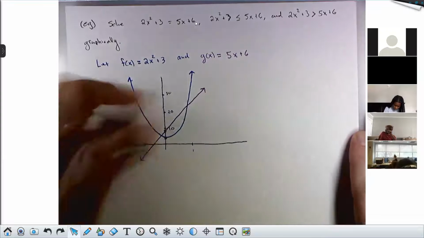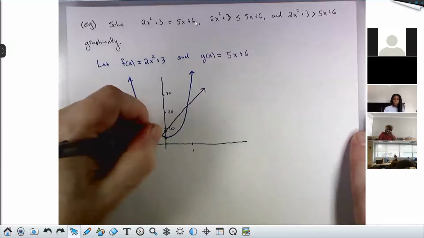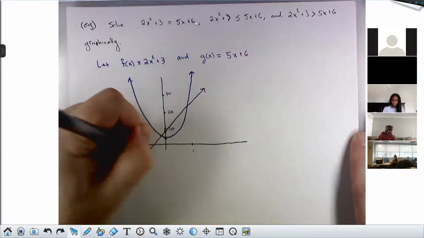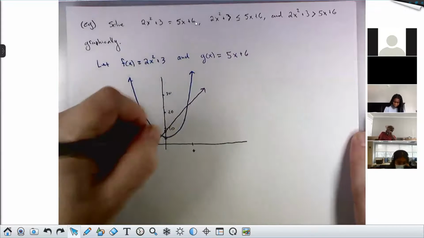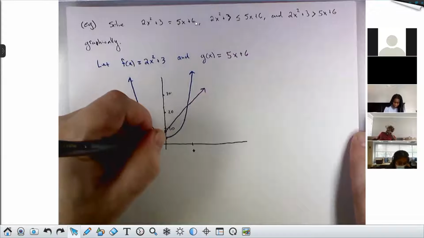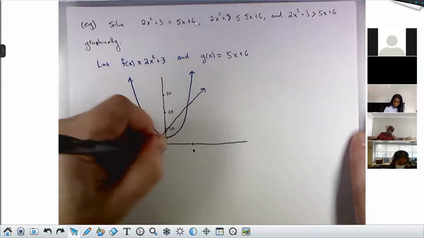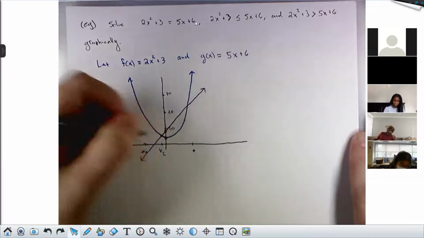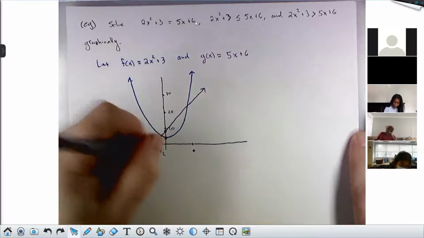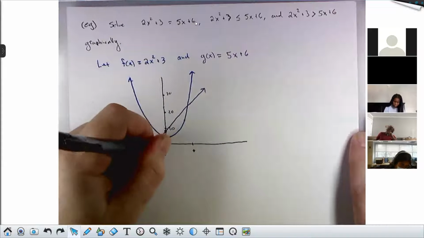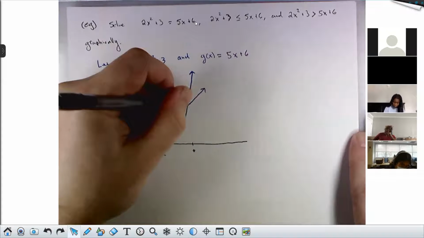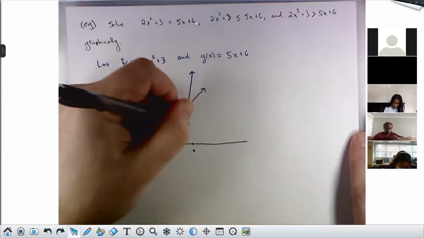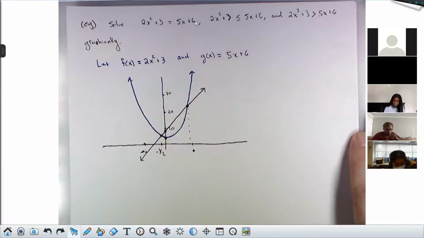My scales aren't quite right, actually. Let me scratch the 1 and -1 here. I'm going to tell you that the x-coordinate of this intersection point here is -1/2, and the x-coordinate of this intersection point here is +3.